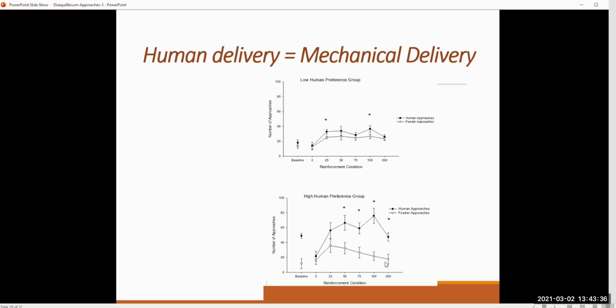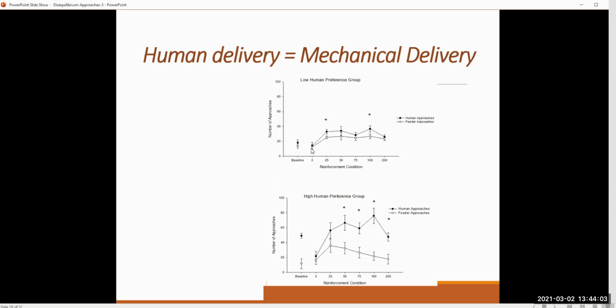Are they different? They're still falling off for the feeder, but they're not the same at all as they are for the human approaches. They really like approaching humans, even when they had the opportunity to approach a feeder. And these guys, it was about the same. No difference versus a very strong difference.